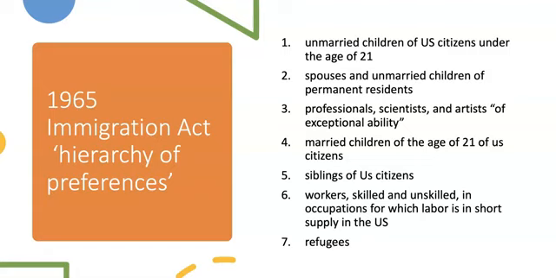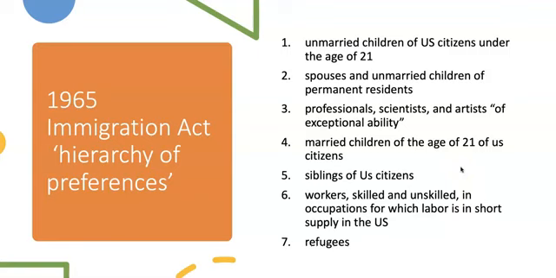Instead of all that race-based quota system, that's the National Origins Act, right? We're replacing it with these categories, okay? And as I mentioned, they either deal with family reunification, or they deal with trying to attract highly skilled laborers, or even laborers or occupations in demand, right, where we have short supply. And it's a hierarchy of preference.